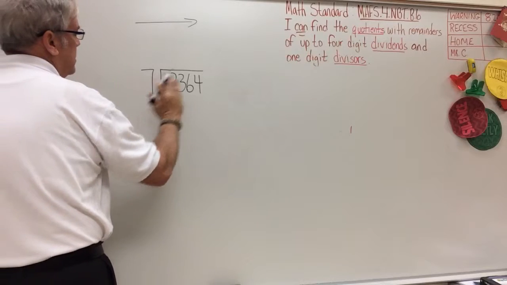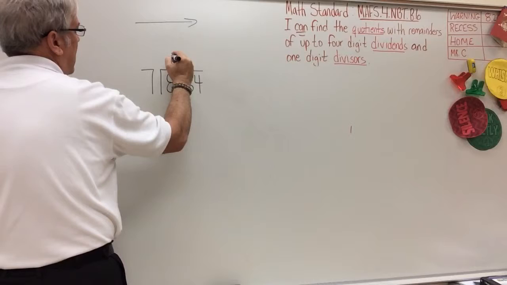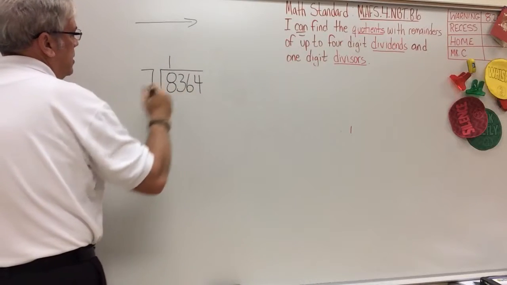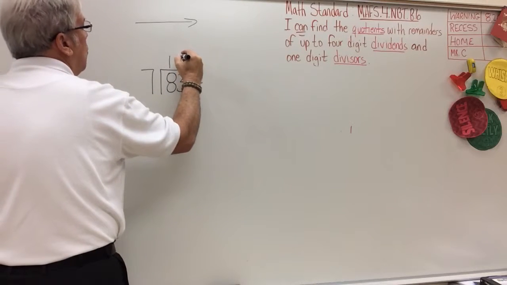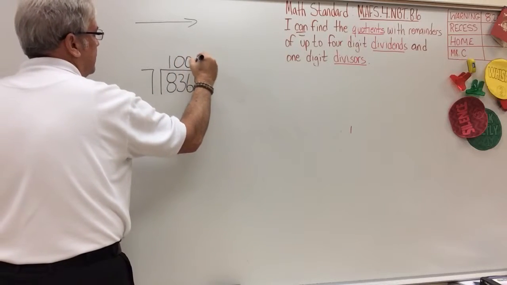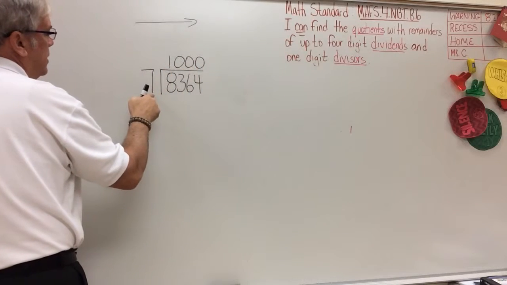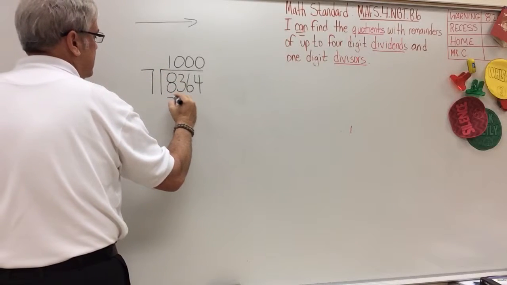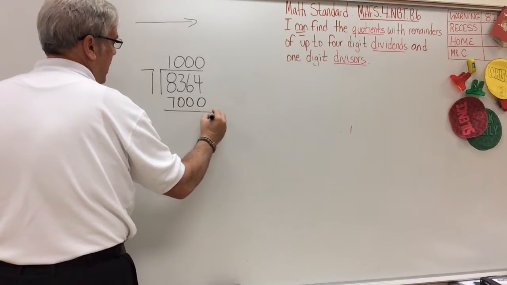How many times does 7 go into 8? Well, 7 goes into 8 one time. We have to remember that's not an 8. That's 8,000. So 7 goes into 8,000 1,000 times. Then we take our partial quotient and multiply it times our divisor. So 7 times 1,000 is 7,000. And we subtract.